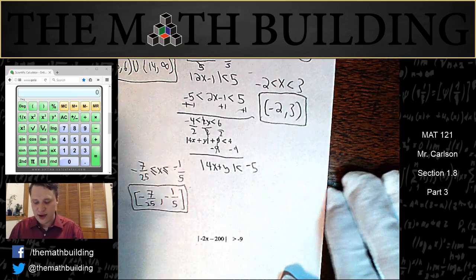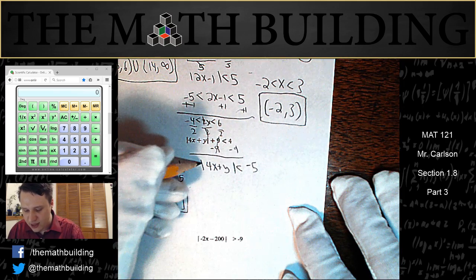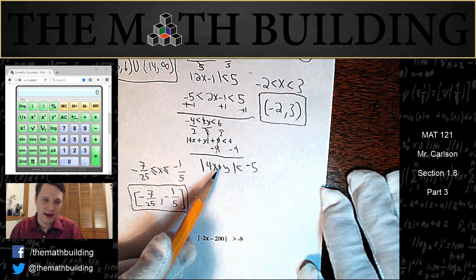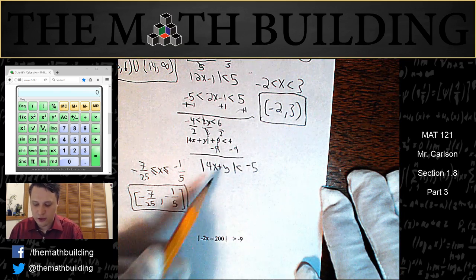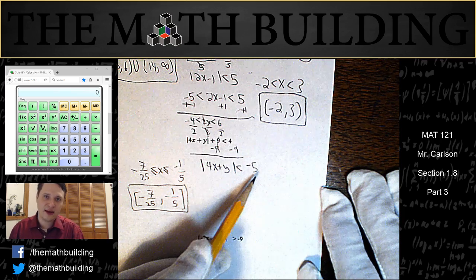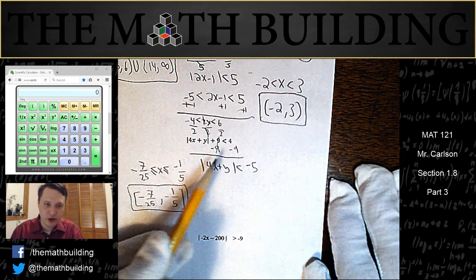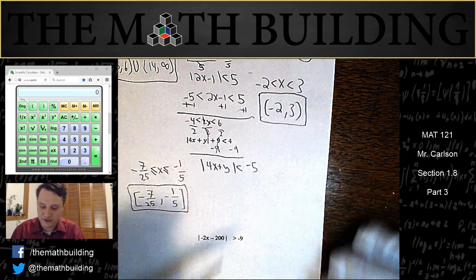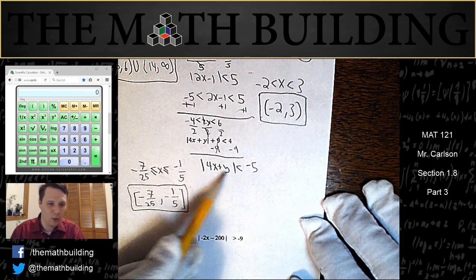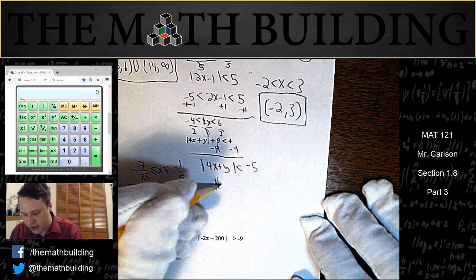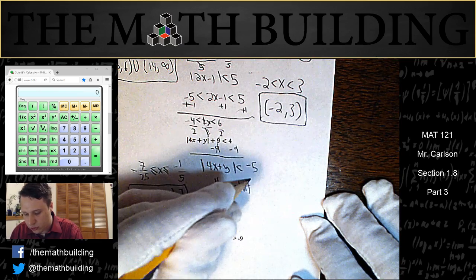And now you need to recognize what's happening. Is there any value that'll make this true? Is there any values for x and y that if we take the absolute value of them will be less than a negative? And the answer is no, because the absolute value of whatever you put in here is going to be positive. So there's no way, no matter what x and y are, for this to be less than negative 5. So there is no solution to this problem.